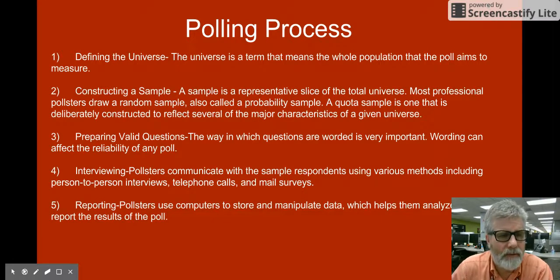Preparing valid questions. The way in which questions are worded is very important. Wording can affect the reliability of any poll, and it could skew it to go Democrat, Republican, or to a specific candidate.